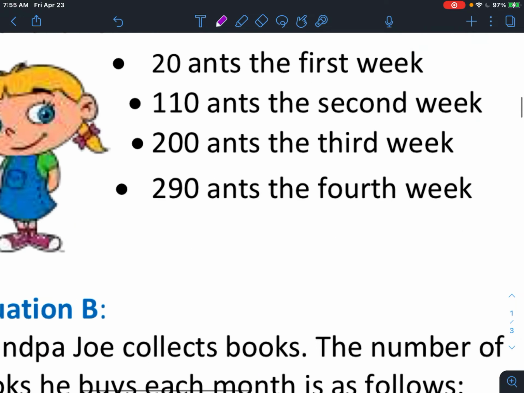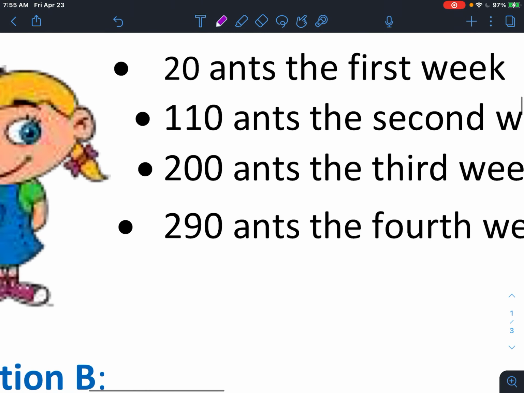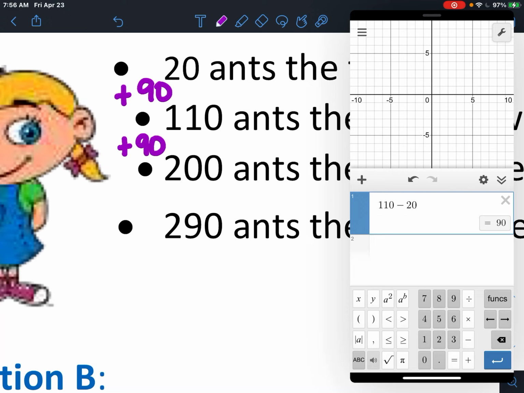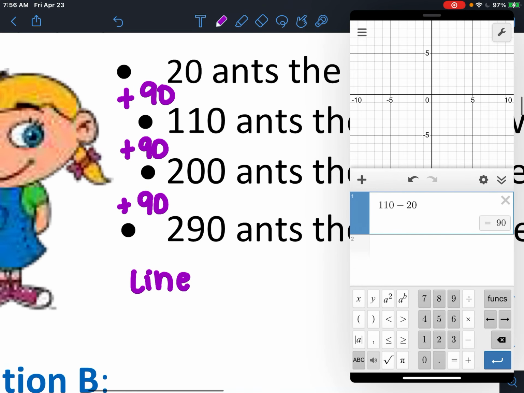Just to make sure, in the first one I'm not multiplying anything to get to the next term, but I am adding 90 each time. So plus 90, plus 90, plus 90. So this one is clearly linear because we're adding 90.